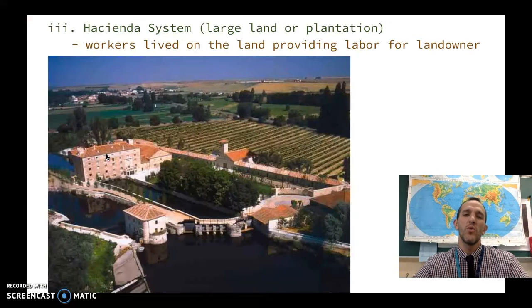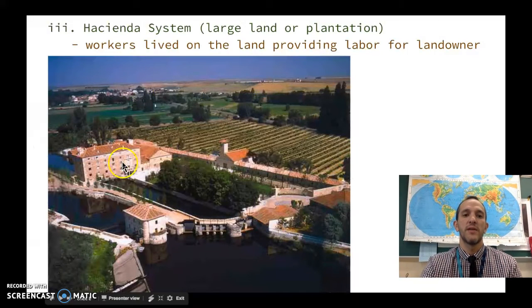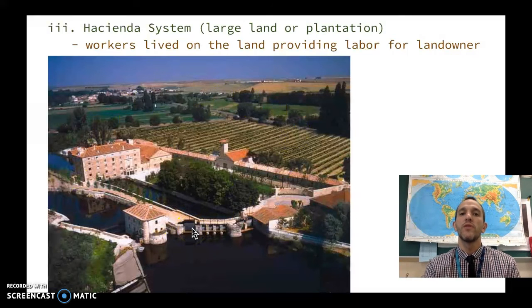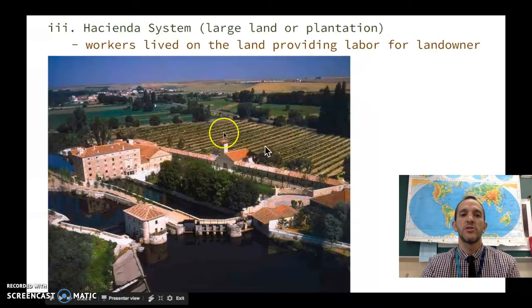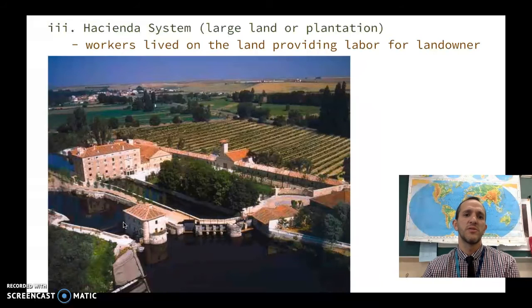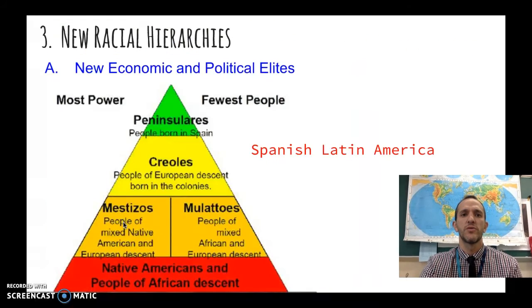And after the system ends, what really emerges for most of the rest of the Spanish colonial period is the hacienda system. And the hacienda, this is an example of a hacienda. This is a huge plantation, a large piece of land. And the workers who live on that land provide labor for the landowner, almost like a peasant system. So the natives would be working for this Spanish conquistador or this Spanish settler who has this large tract of land. And this is going to exist well into the 1800s, and some people would say this system still is really ingrained into a lot of Latin American culture today.